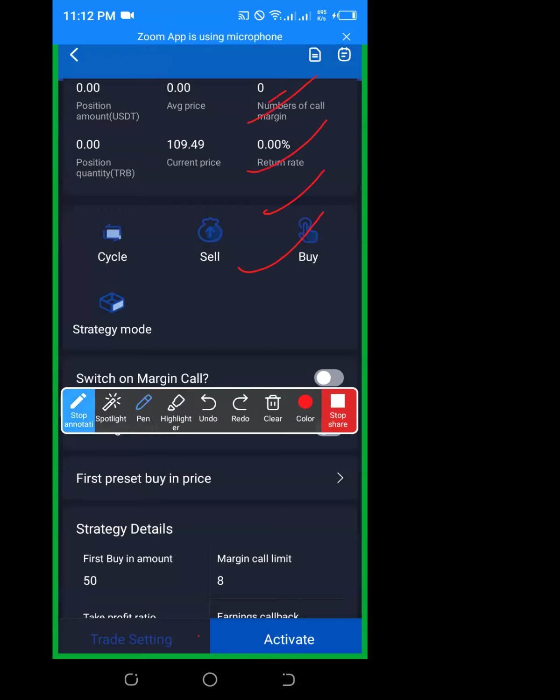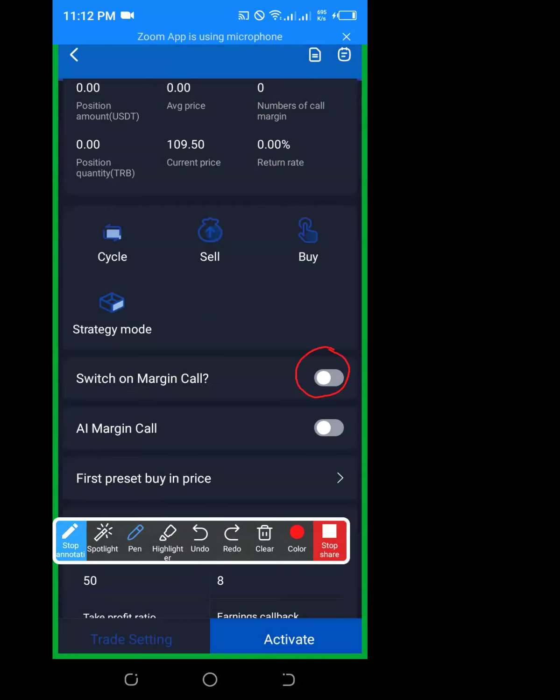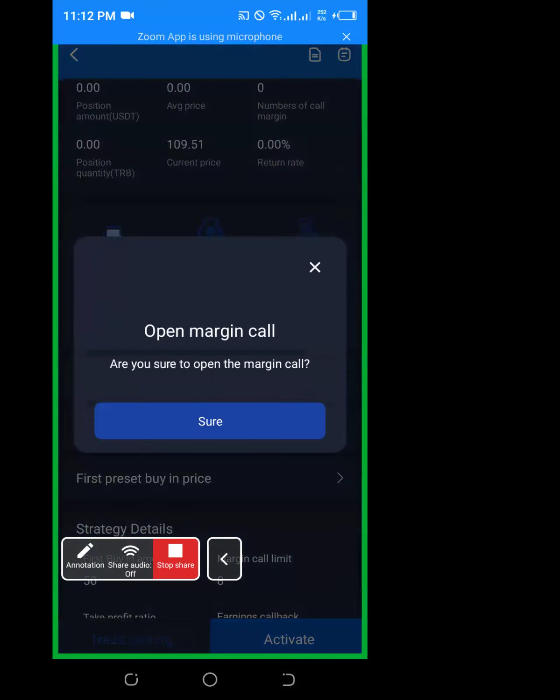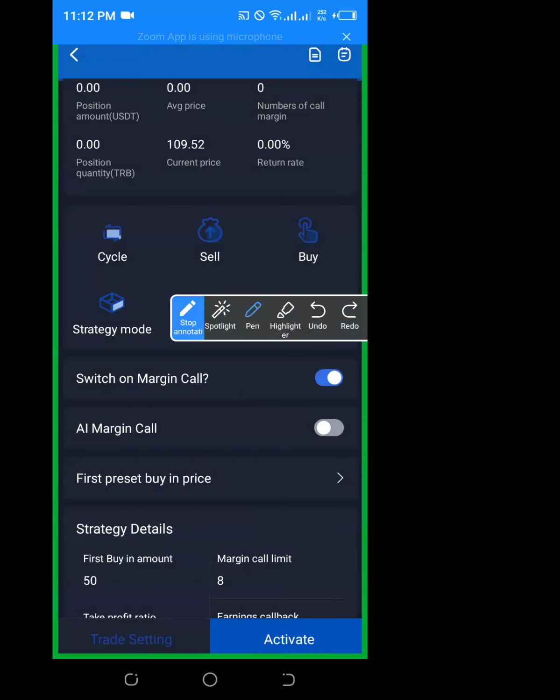Then after that, you come here and tap on this button. Like that. You are done. Okay? You are done. You go and share the business.